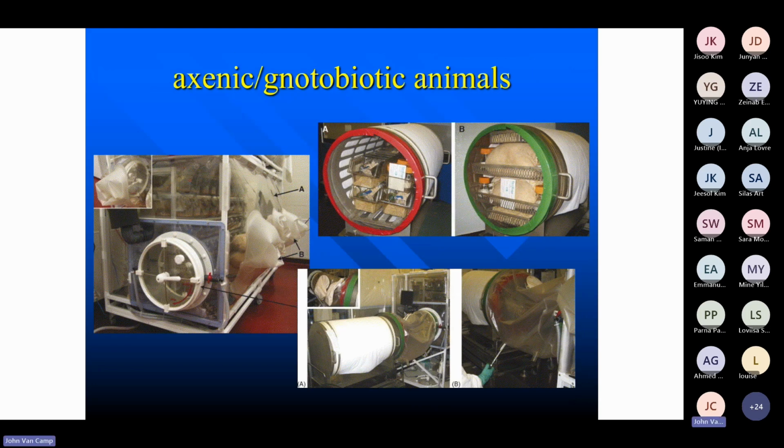The last part of the presentation is about axenic and gnotobiotic animals. These are special animals, mainly rats and mice. They don't do it for bigger animals because it's too expensive, but you can do it for very small laboratory test animals like mice and rats. And what you actually do is you bring them into a sort of reaction chamber, which is completely free of air. So it's in an environment where it's completely sterile.